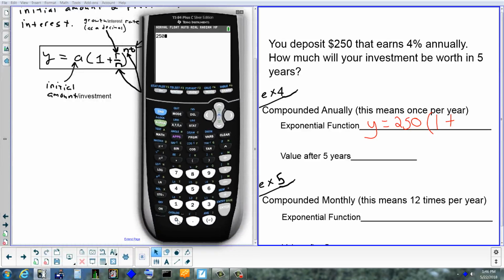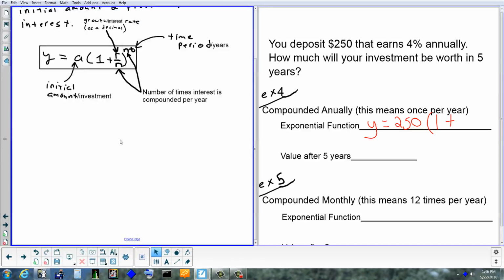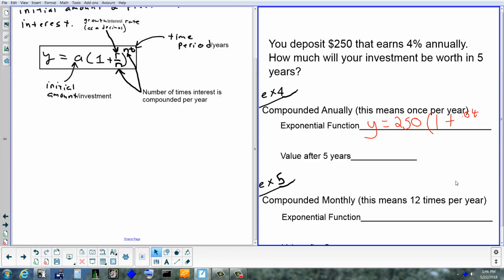All right. Next is going to be what? 0.04 over 12. 0.04. Now, for this one, it's compounded annually. How many times per year? 1 time, right? Over 1. And my parentheses.